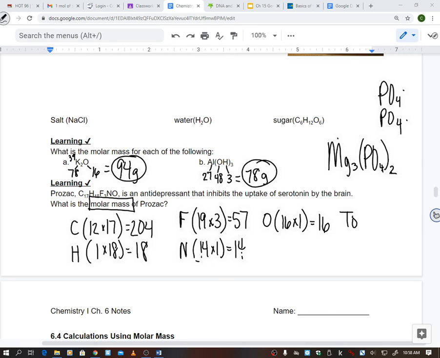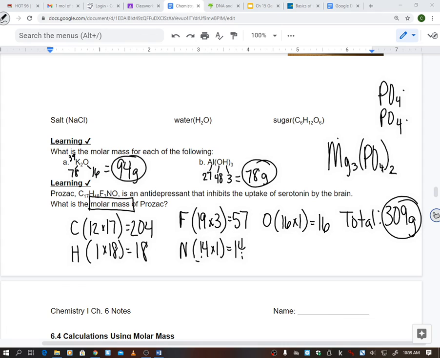All right, so my total, and once again, you don't have to write all of that out. I didn't on my sheet. I want you guys to make sure that you know where I'm getting these numbers. These masses, the 12, the 1, the 19, 14, 16, are all coming from the mass on your periodic table. When you add all of these together, 204 plus 18 plus 57 plus 14 plus 16, that is going to give you a total of 309 grams.